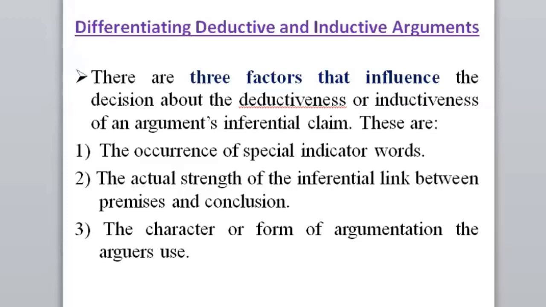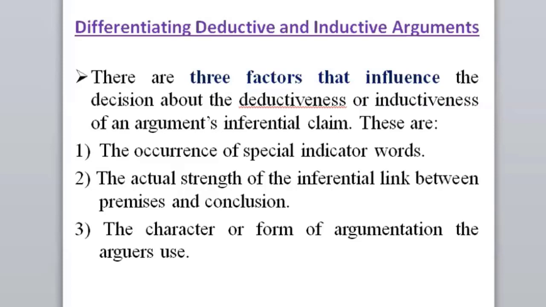So we have seen the 3 factors that help us for identifying the typologies of the argument. The first is an indicator of special words. That is, if there are words like certainly, absolutely, necessarily, we can speculate that that type of argument is deductive, and on the other hand, if there are words such as likely, unlikely, plausibly, implausibly, we can understand that the typology of argument is inductive. So the occurrence of special words can give us a clue for identifying the typologies of the argument.